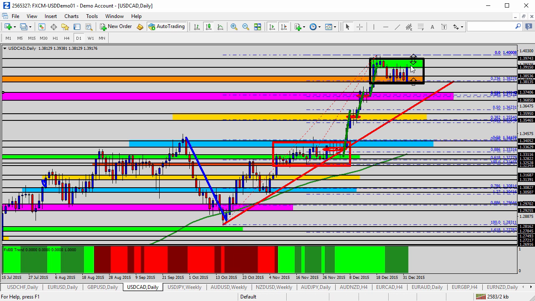So 1.3915, 1.3970 is our resistance zone. Don't buy it right now. Wait for it to break above here, and then you can look to buy it into the 1.4000s.